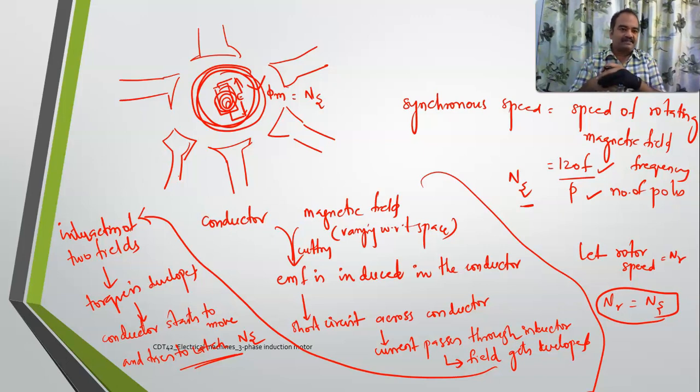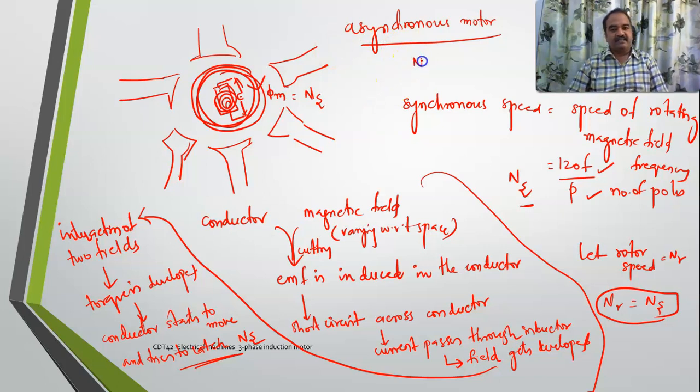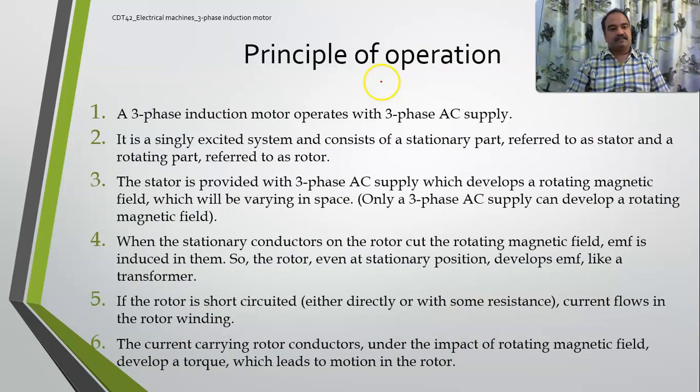This is what happens. So your rotor will always be rotating at a speed which is less than the synchronous speed. If you want, you can forcefully increase it to a value larger than Ns, but that is a different case. Normally an induction motor never runs at synchronous speed. That is why it is called an asynchronous motor, because it never runs at synchronous speed. And the difference Ns minus Nr is called the slip speed. We call this one slip speed. Now, this is my principle.